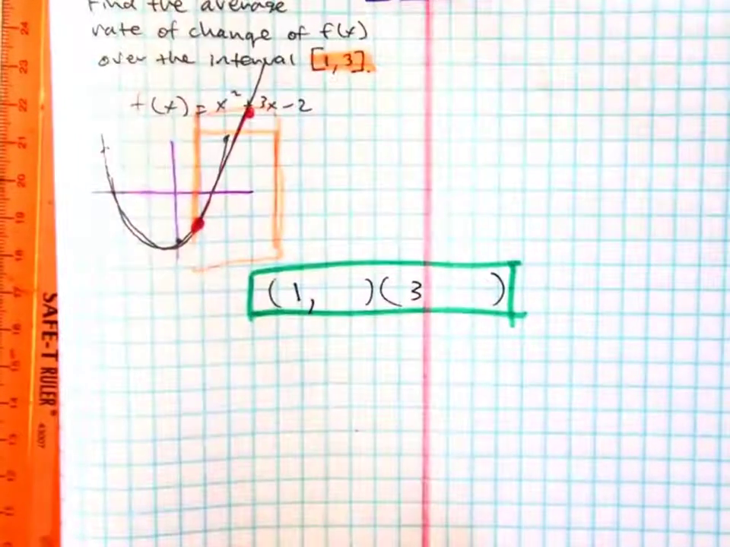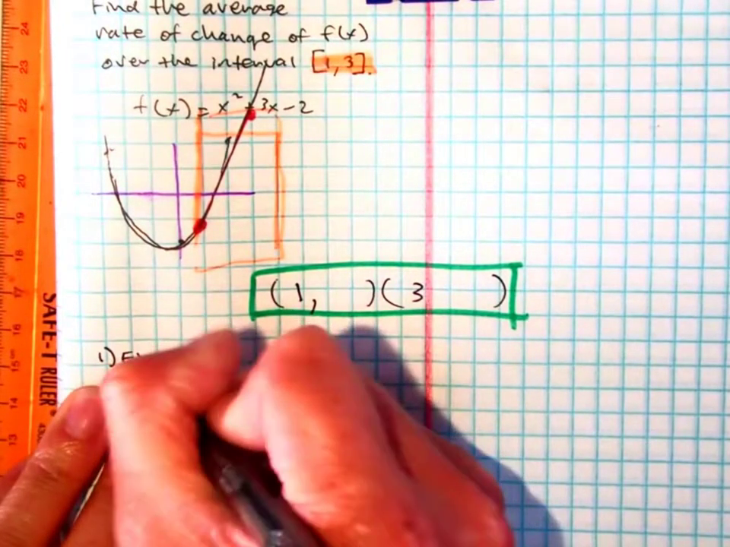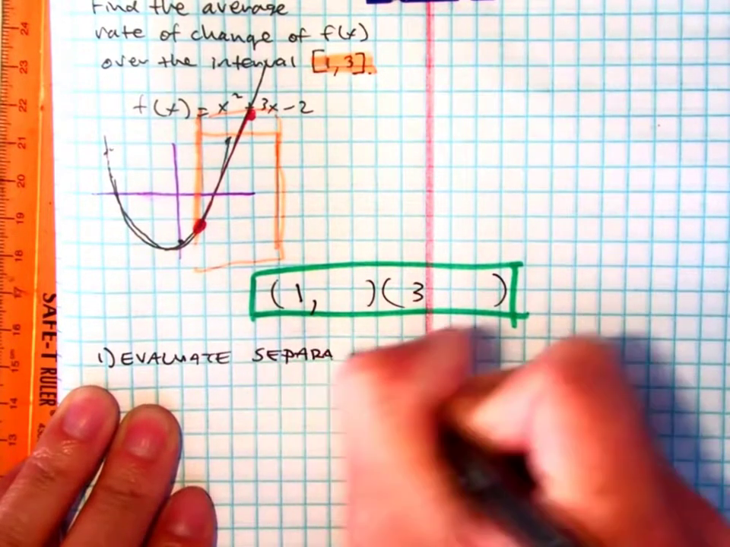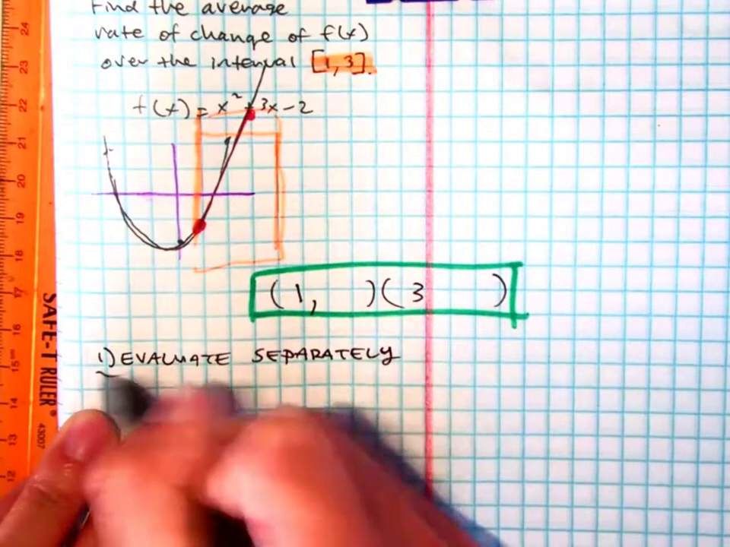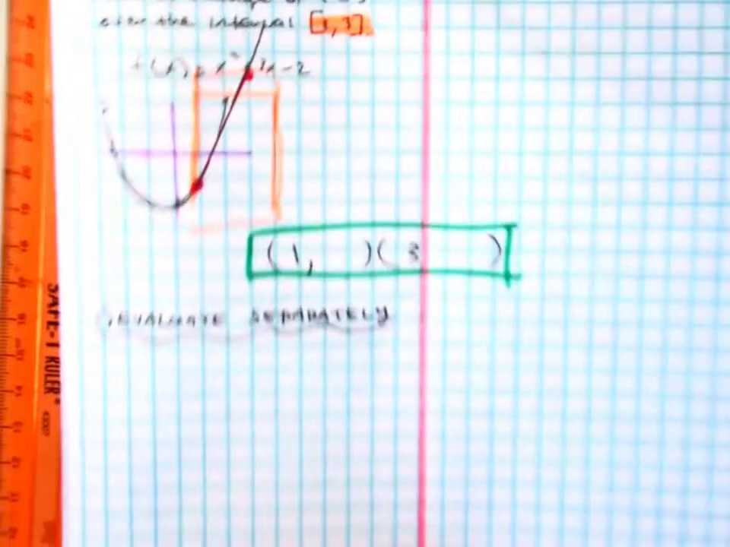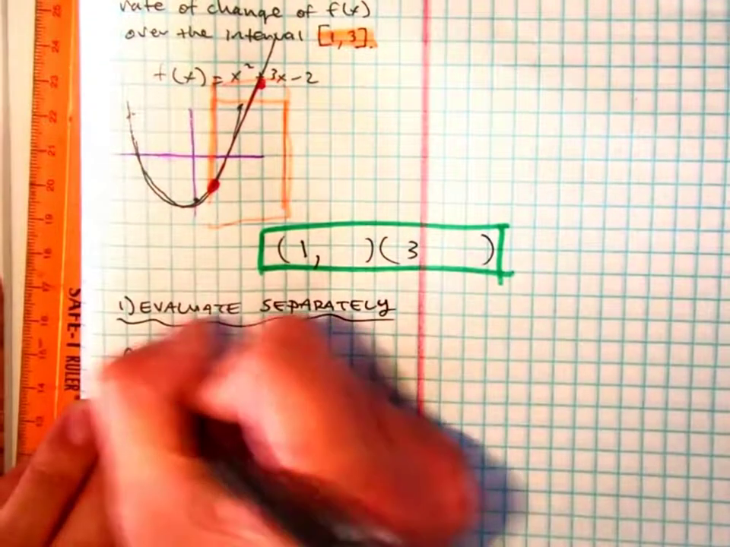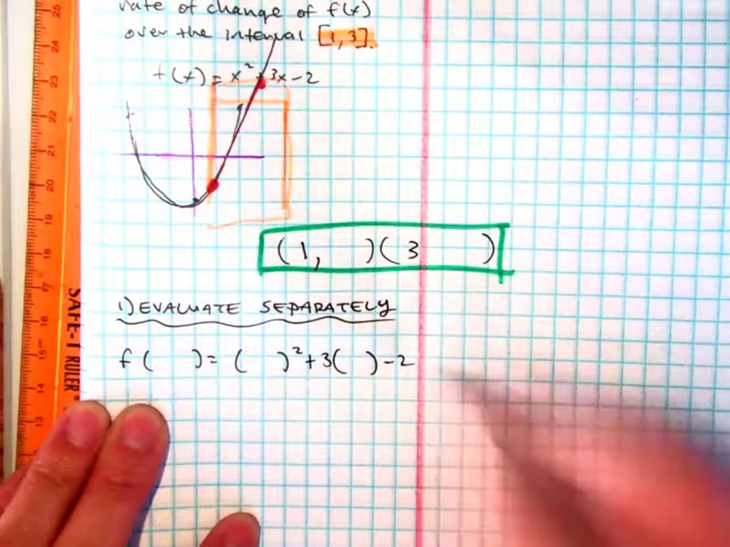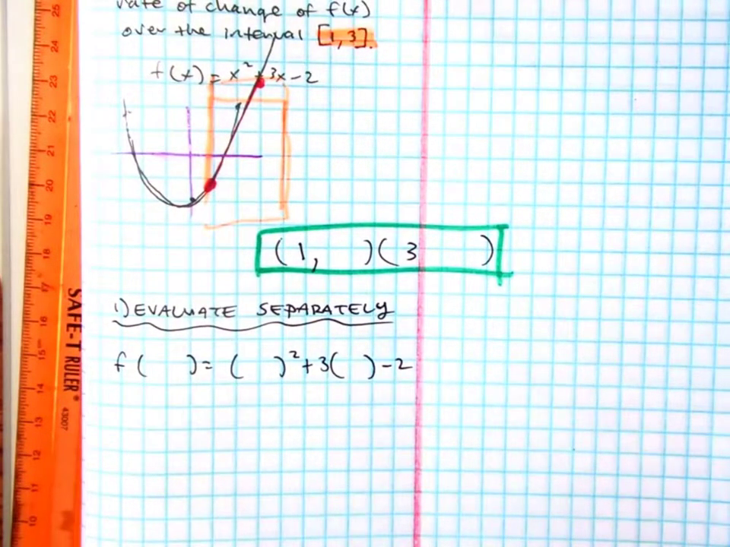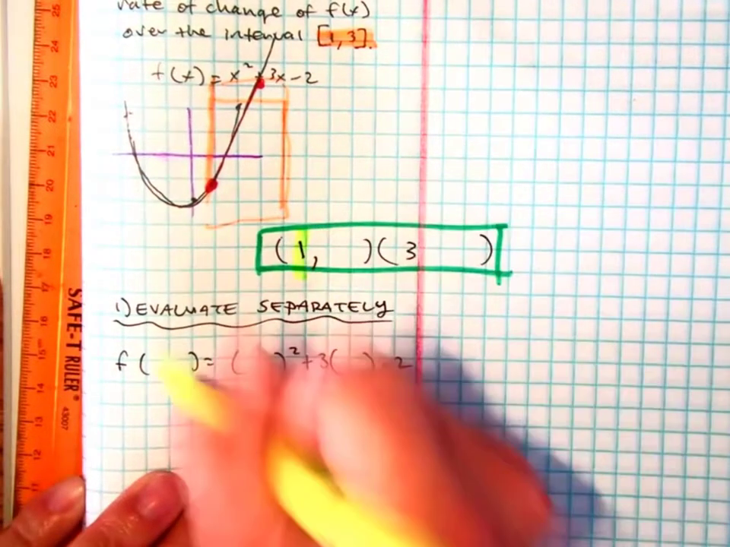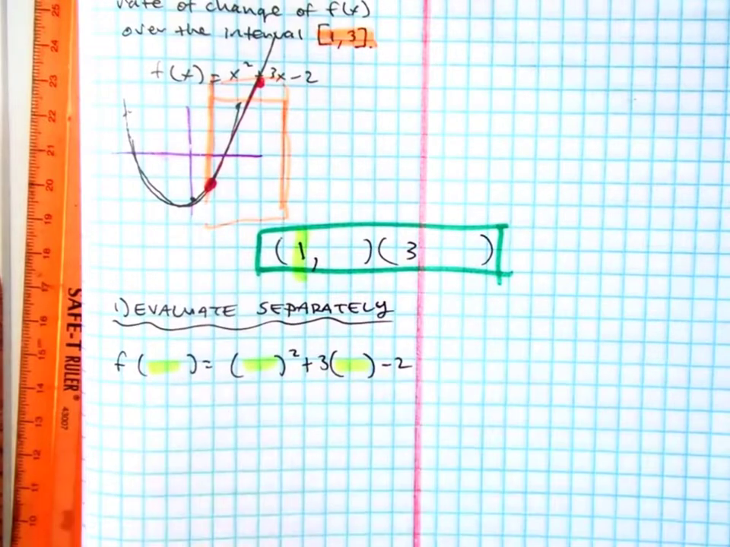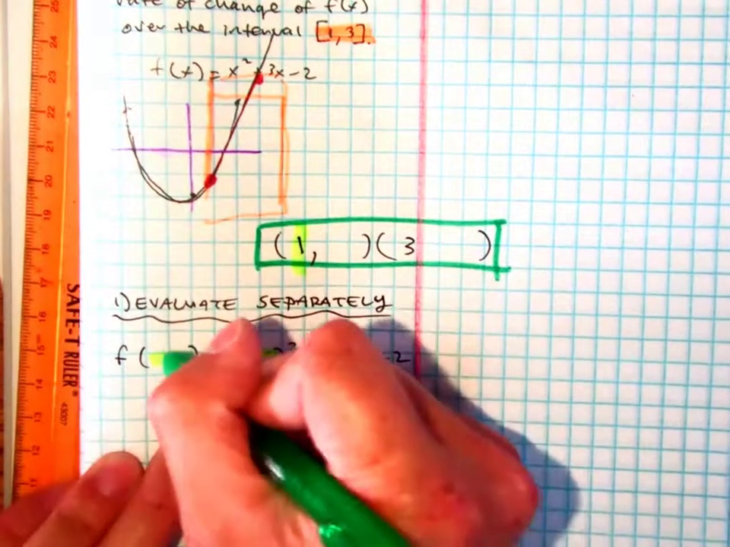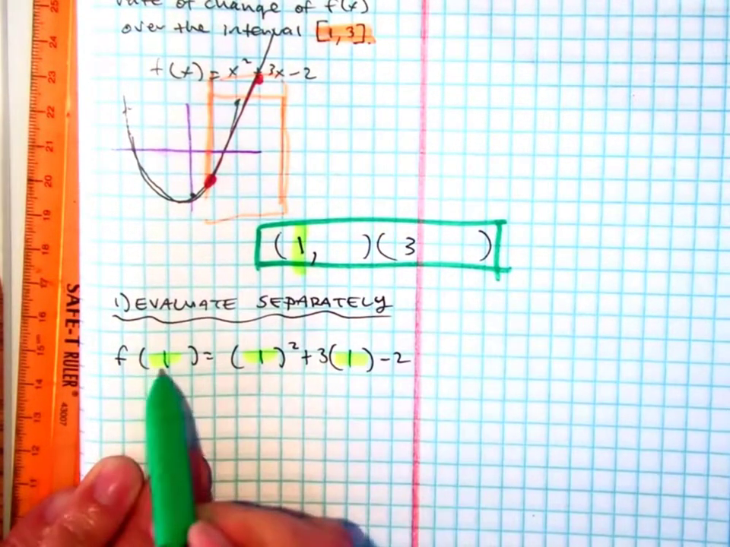So the first thing we're going to do is evaluate separately. Say that, class. So what I'm going to do here is I'm just going to take my function and I'm going to take one of my coordinates, there's my input of 1. Again, you can always do this with your calculator. So every x value we're putting in 1.